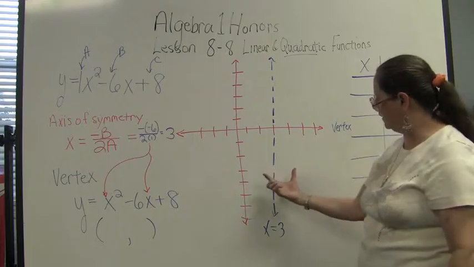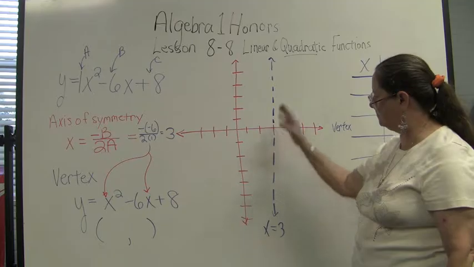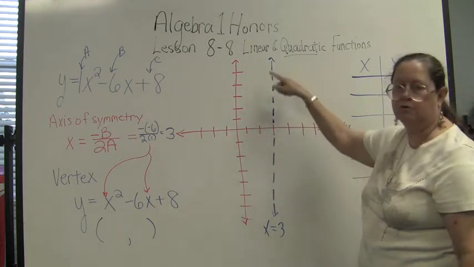That means that our parabola, if we folded it right on that axis, the two halves would lay on top of each other. That's our axis of symmetry.